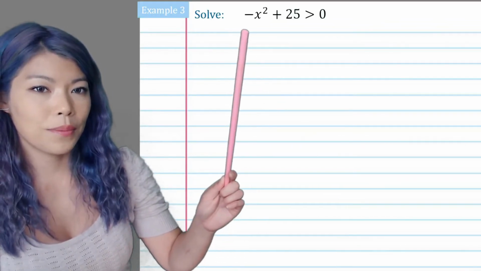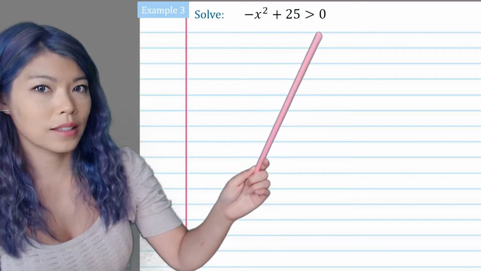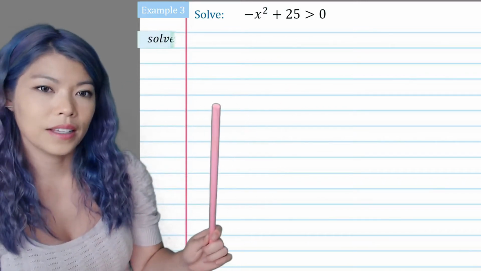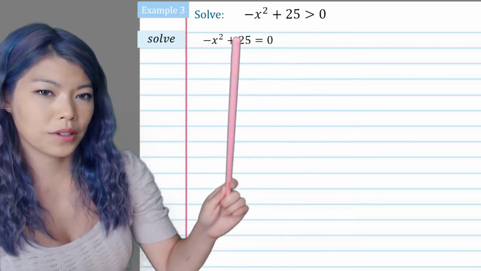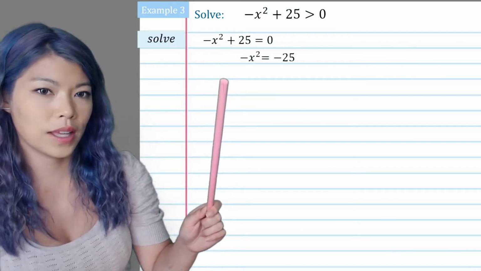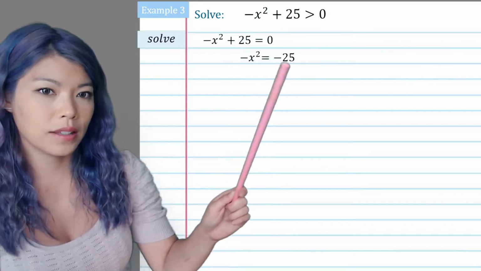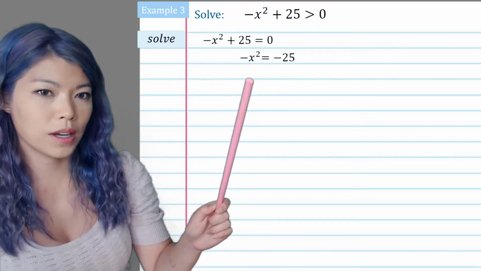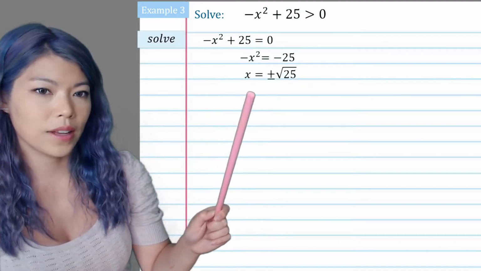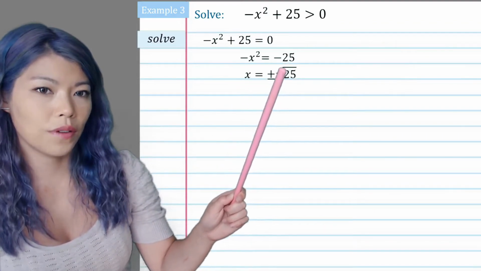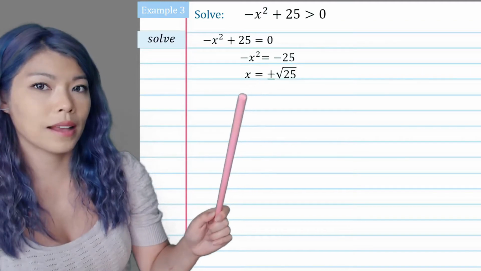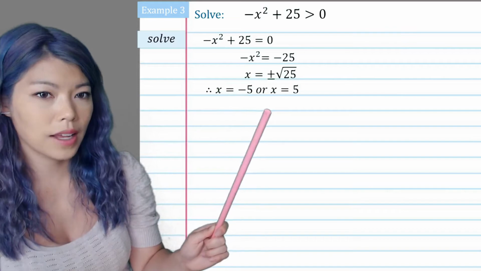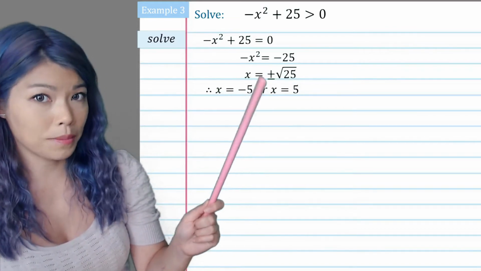Let's solve for minus x squared plus 25 is greater than 0. So this time we want above the line, so we have to solve that section first. We notice that we can bring the 25 to that side, then dividing both sides by -1 or multiplying by -1, we have x squared equals 25, and square rooting that we get plus or minus the square root of 25, which is plus or minus 5. Never ever forget your plus or minus.